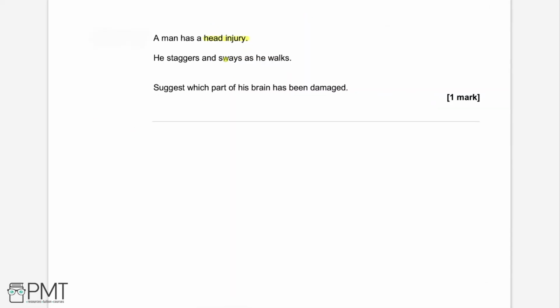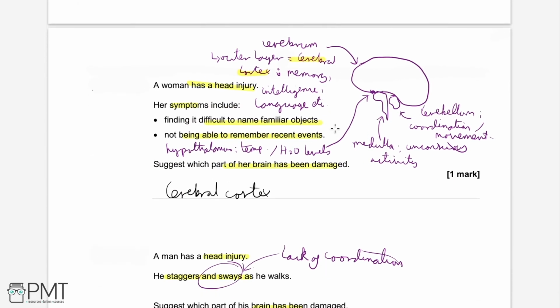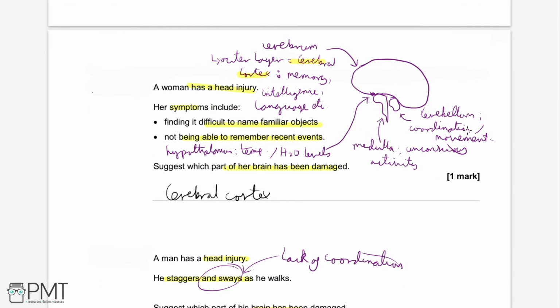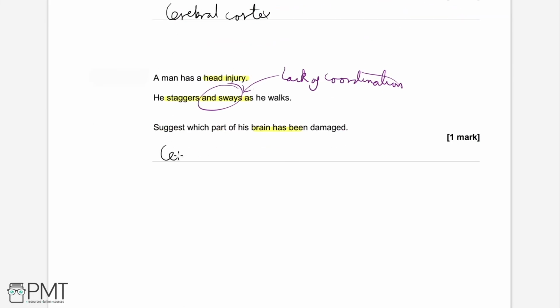A man has a head injury. He staggers and sways as he walks. Suggest which part of his brain has been damaged. Well, if someone is staggering and swaying, it suggests a lack of coordination, since they can't use their muscles correctly. So, let's have a look back to the previous part of the question and see which part of the brain controls this. Well, this is the cerebellum. So, for someone to lose coordination, there must be damage to the cerebellum. And that's our answer to this question.